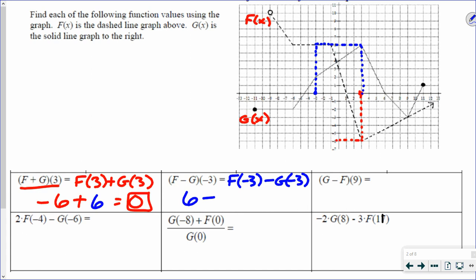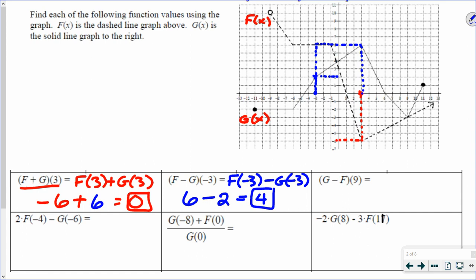And then g of -3, so again, here's -3, stop at the solid graph this time, go over to y, and I can see that g of -3 equals 2, and then 6 minus 2 equals 4.